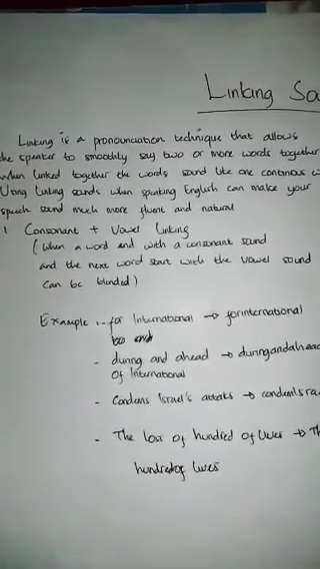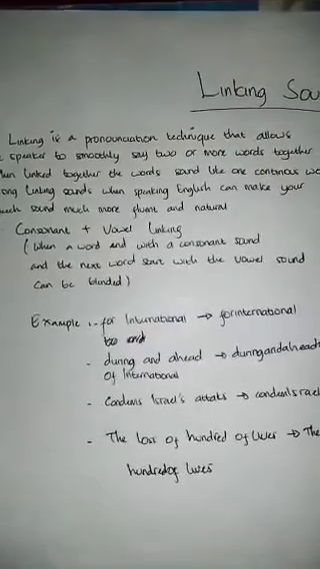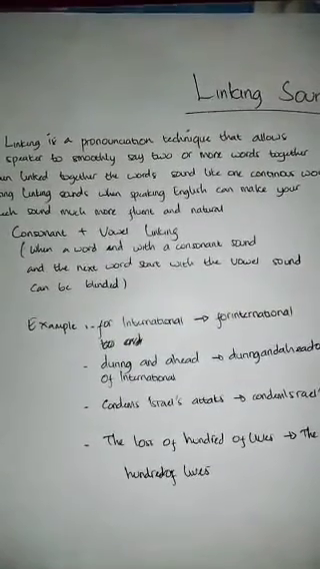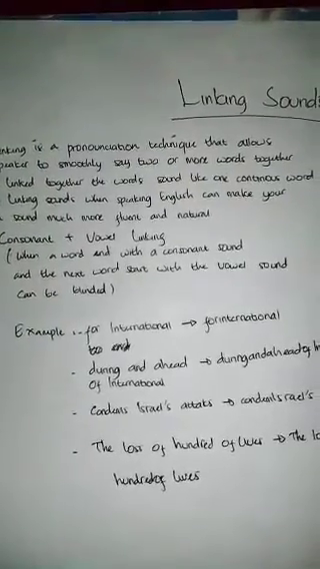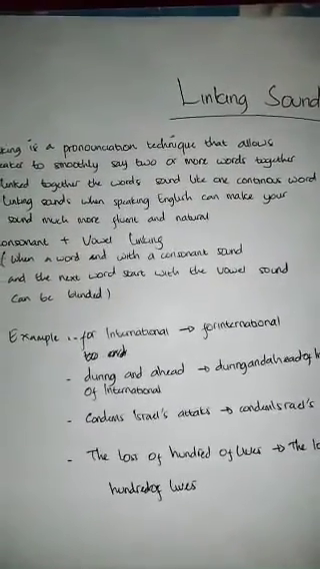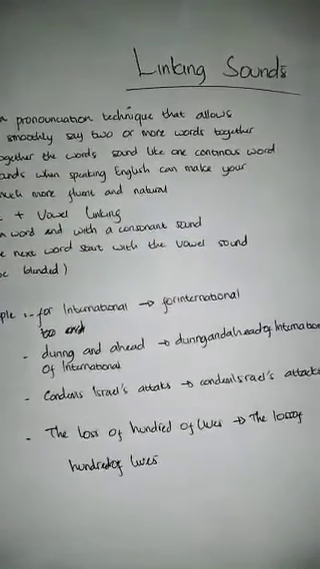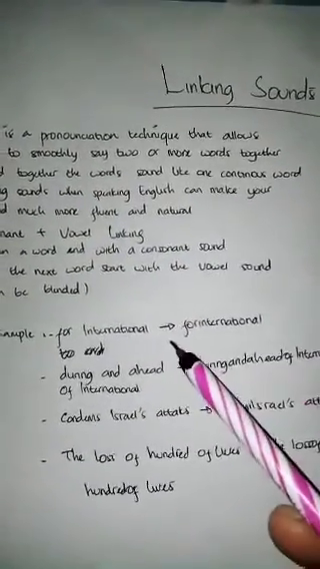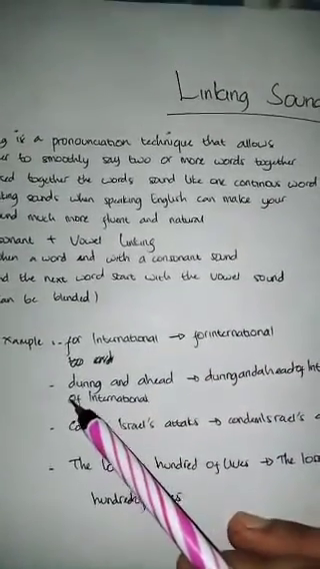First, I want to explain about consonant plus vowel linking. When a word ends with a consonant sound and the next word starts with a vowel sound, they can be blended. For example, "for the national." But if you use linking sound, you can blend it all: "for the national."